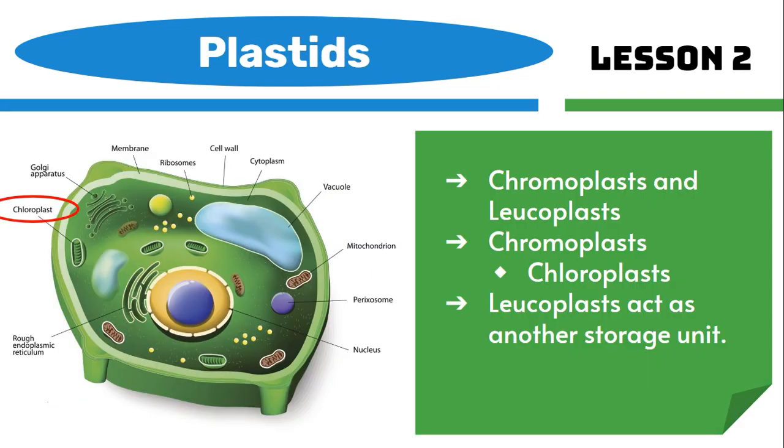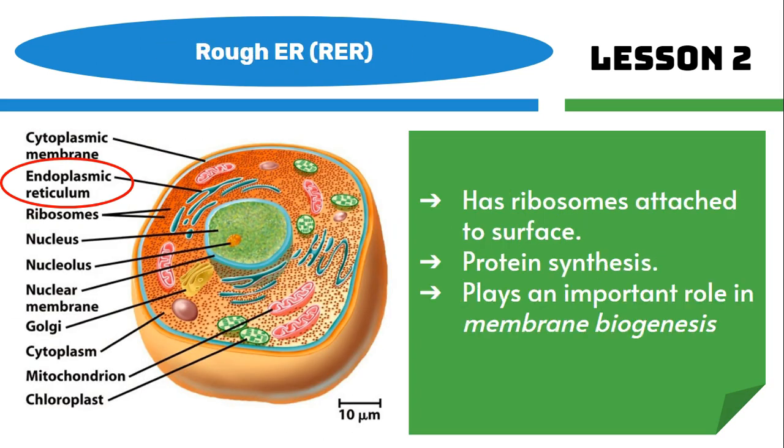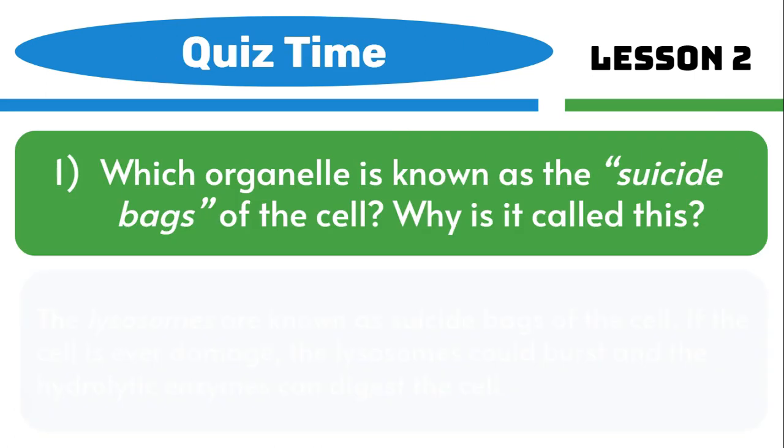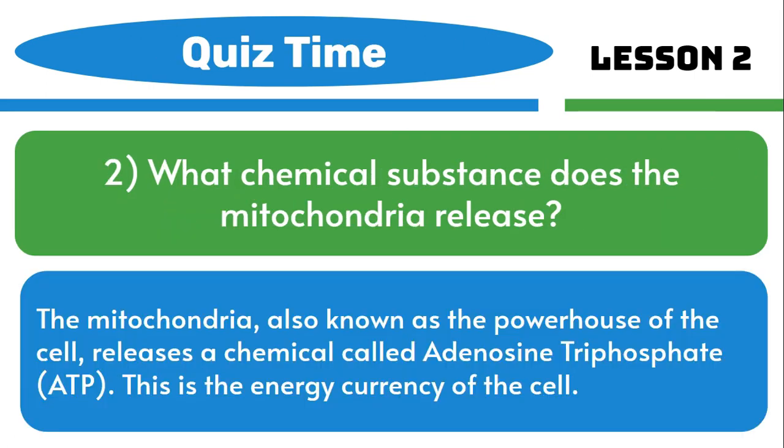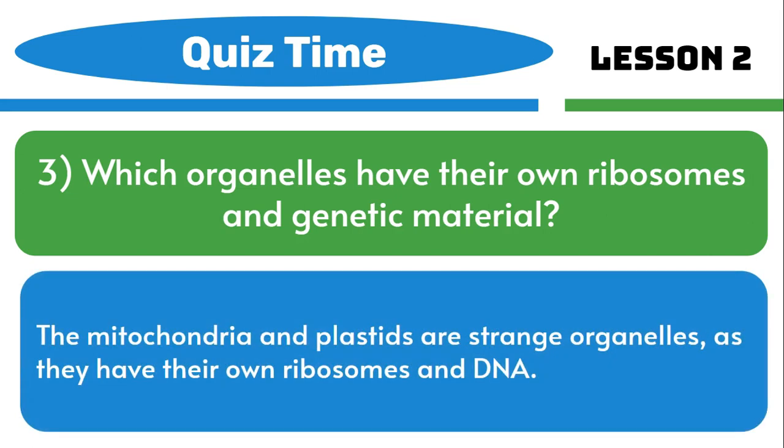Let's go back to plastids real quick. Like I mentioned earlier, there are two main organelles, putting the nucleus aside, that have a double membrane. They have their own ribosomes and genetic material, and those are plastids and mitochondria. So I kind of gave you the answer for that question. They're pretty strange organelles. They have their own ribosomes, so they can synthesize their own protein, and they also have DNA, so they have their own genetic material and their own genetic identity.